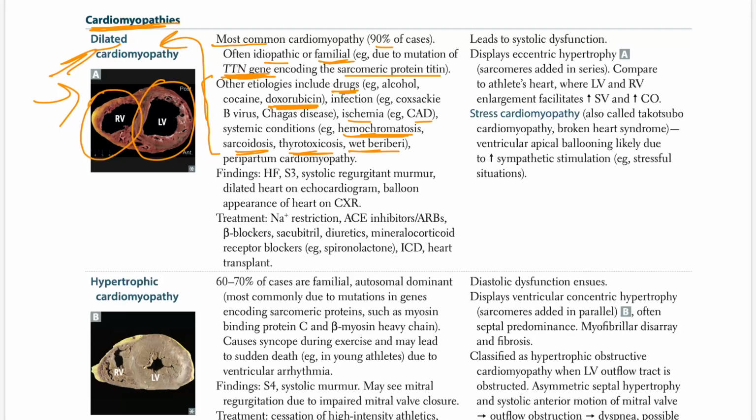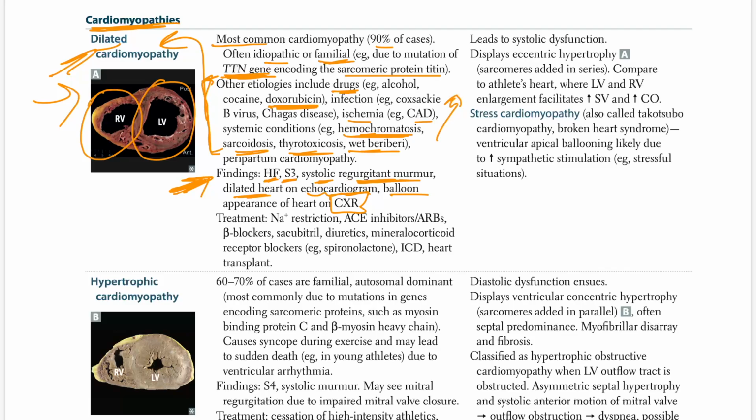But the important thing is, this will be given in history, right? How would you know it's a dilated cardiomyopathy or not? For that, we really have to look at the findings. This is most high yield. You will have a patient with heart failure, with an S3 sound, with a systolic regurgitant murmur, and a dilated heart on echocardiogram. Balloon appearance will be seen on chest x-ray. These are the findings.